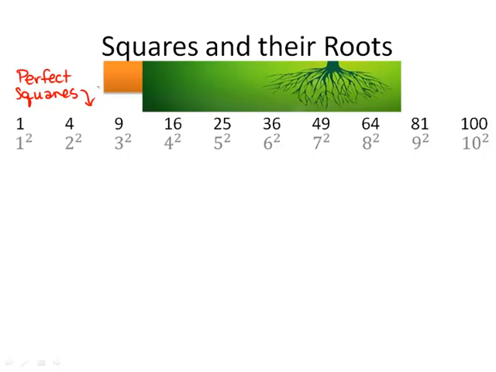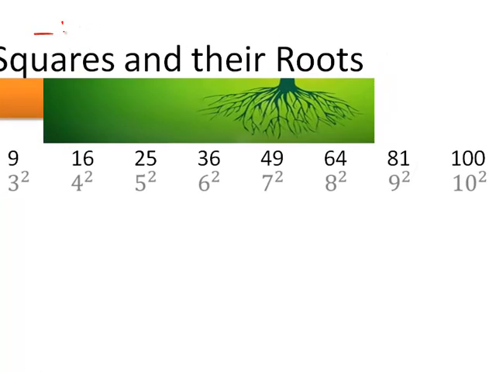Perfect square numbers are numbers where you take an integer squared and it makes the perfect square. So 3 squared is 9. 9 is a perfect square. Perfect squares also have nice roots, because if you take the square root of 9, you get 3. Basically, you're saying what times what gives us 9? Well, we know 3 times 3 gives us 9.